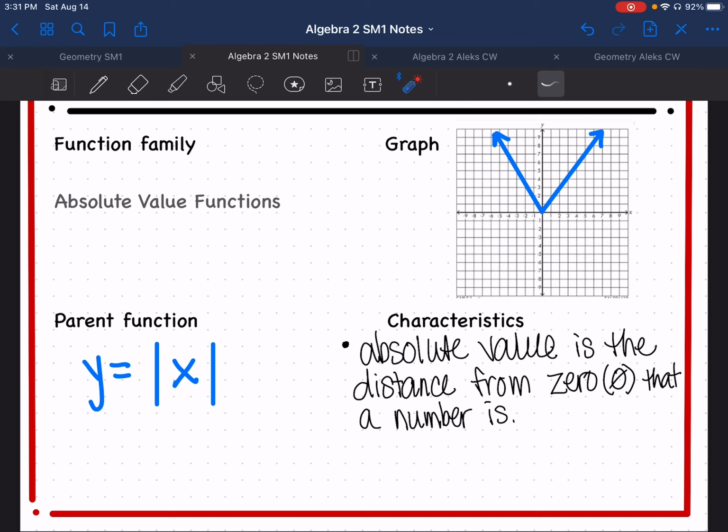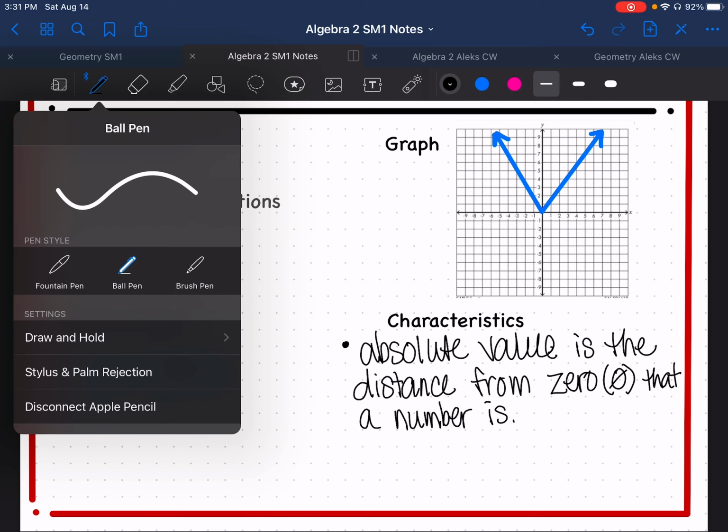It does not change the sign. It only changes the sign if it's negative when it goes in, because whatever's in there needs to become positive. That's what these absolute value brackets do. So if I end up with -20, my answer is 20. My number is 20 spaces from 0.